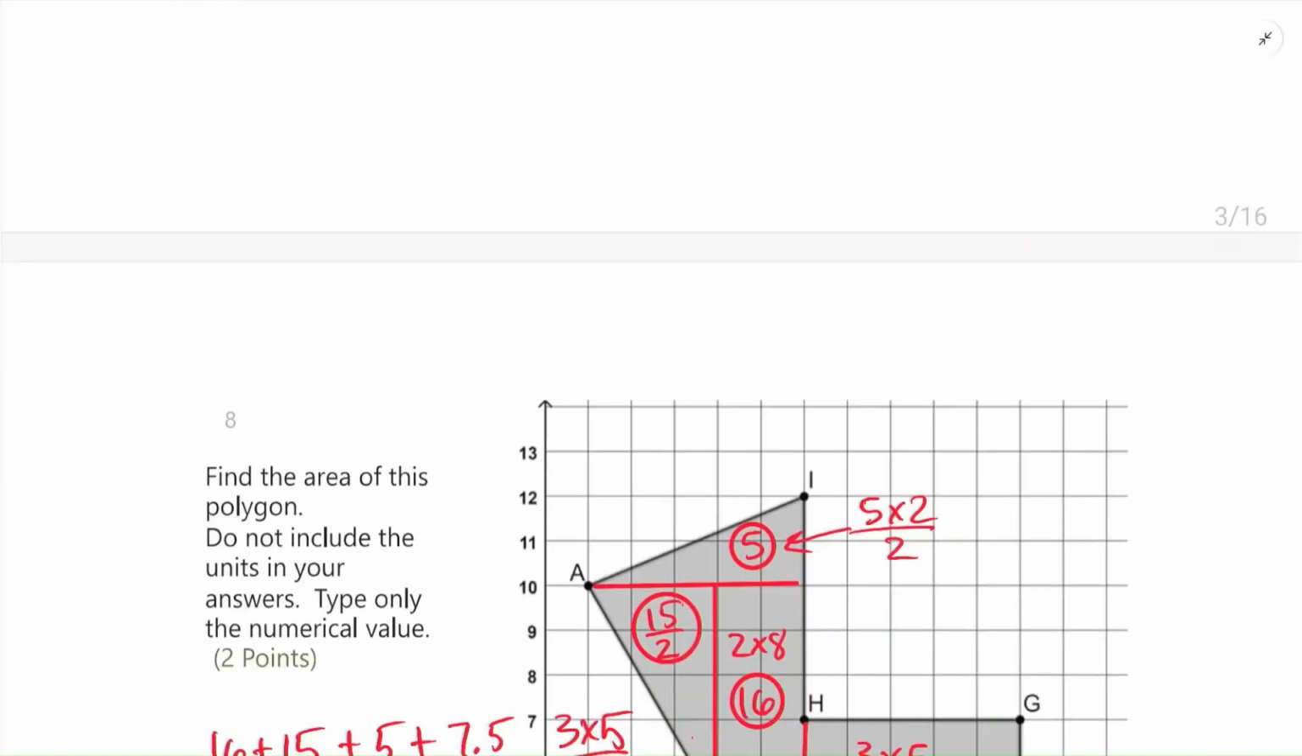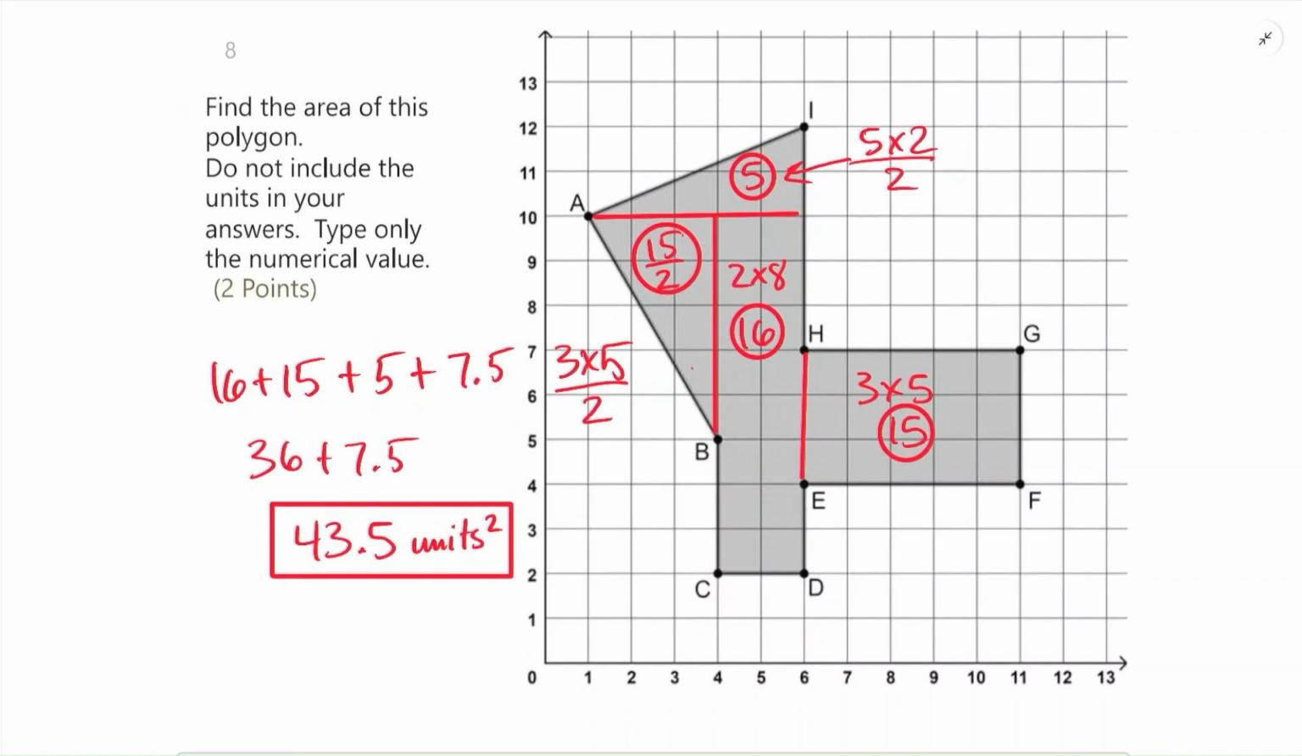Next question. It says find the area of this polygon. Do not include units in your answer, type only the numerical value. So I did write down units squared, but we were asked to not include those. I broke this down this way, and I added the parts. You can see there's a 15, a 16, 15 halves, and 5. Again, I'm making these triangles that have very clear bases that have to be perpendicular to each other.